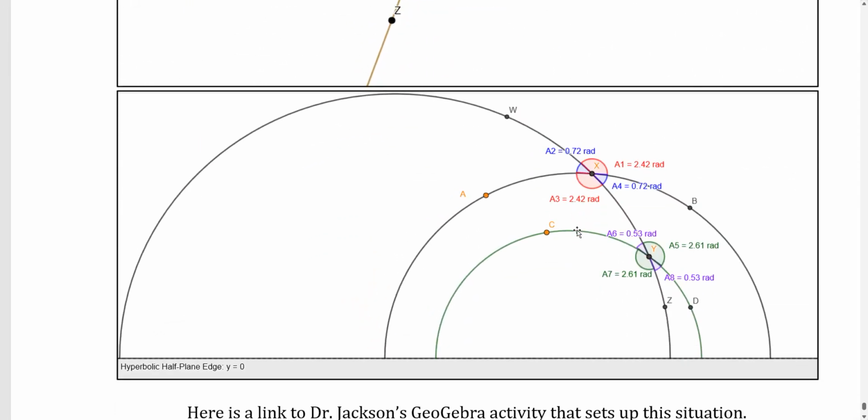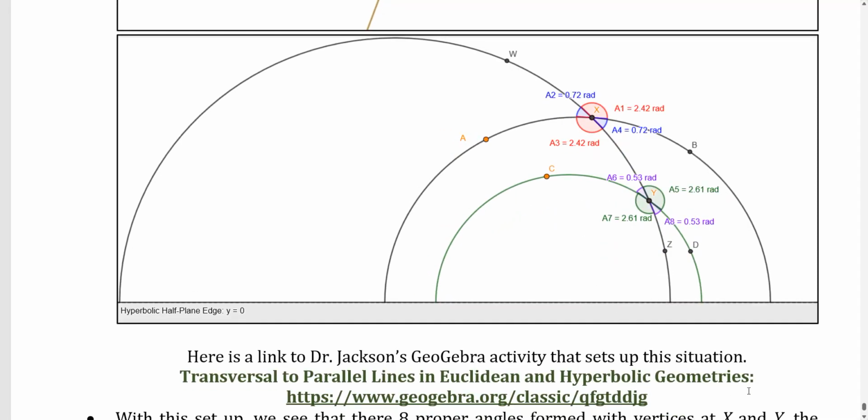So here is the same thing in hyperbolic geometry, the same labeling, the same setup. Once again, the angles with the same color markings are the same size, right? They're congruent. Angle 1 and 3 are congruent. Angle 2 and 4 are congruent. Angle 5 and 7 are congruent, and angle 6 and 8 are congruent. Now, there's the link to my GeoGebra activity, and I'm going to pull that up.